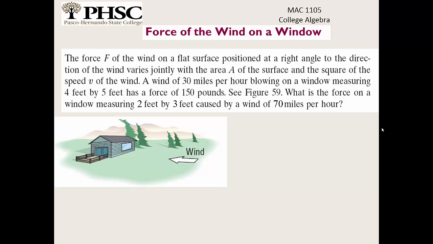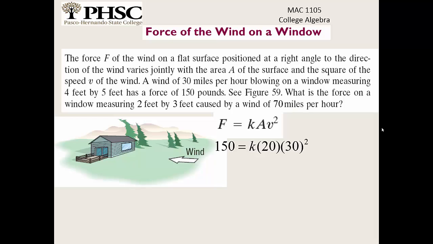So the next thing I want to talk about is another joint variation. The force F of the wind on a flat surface that's positioned at a right angle to the direction of the wind varies jointly with the area A of the surface and the square of the speed V of the wind. So a wind of 30 miles per hour blowing on a window that measures 4 by 5 has a force of 150 pounds. So what is the force on a window that measures 2 by 3 that's caused by a wind of 70 miles per hour? So the first thing is that the formula is F is equal to K times A times V squared. And we have all these values other than K.